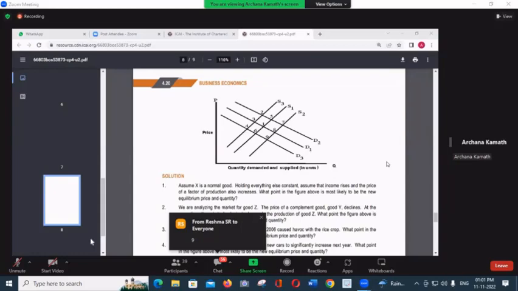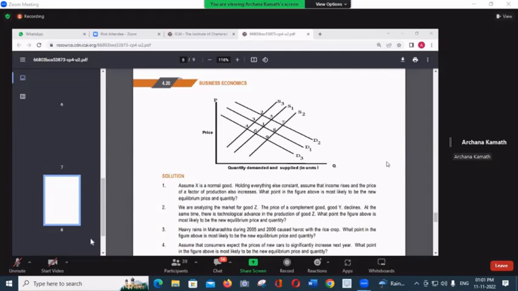Okay. Price of complementary good Y declines. Y declines means the demand is being influenced, so there is a negative relationship. Complementary good's price falls, demand for a commodity increases. So demand curve is D2.